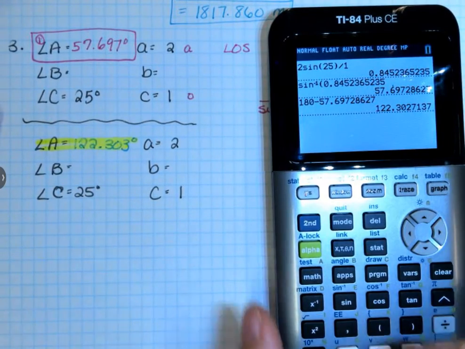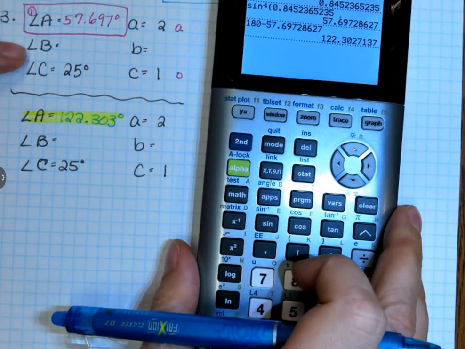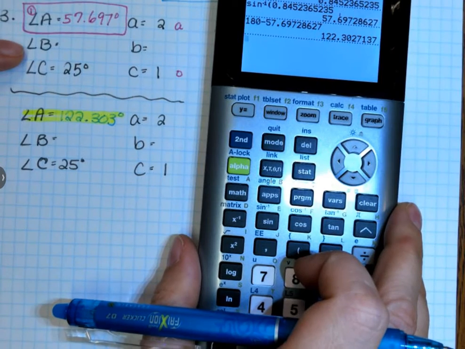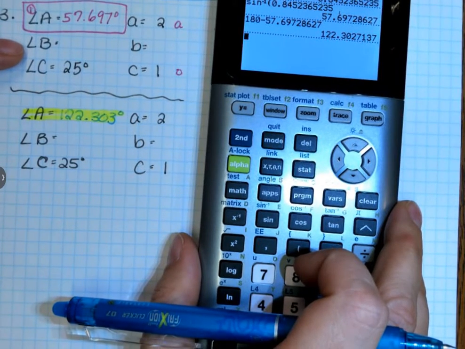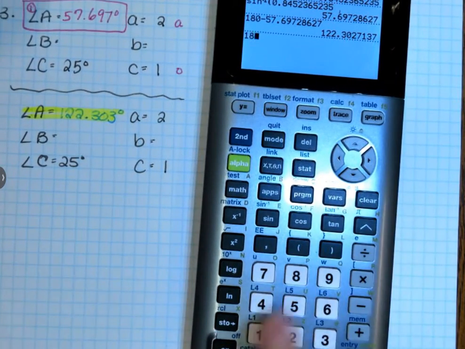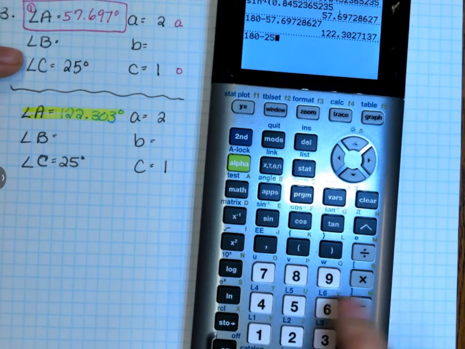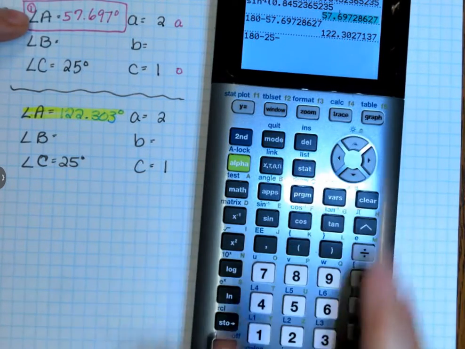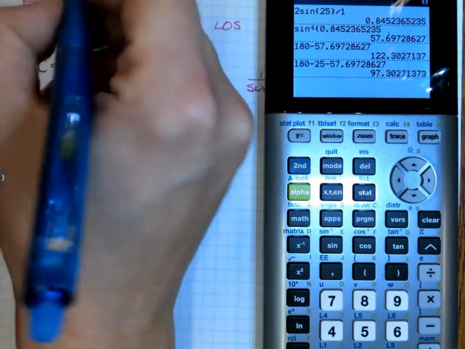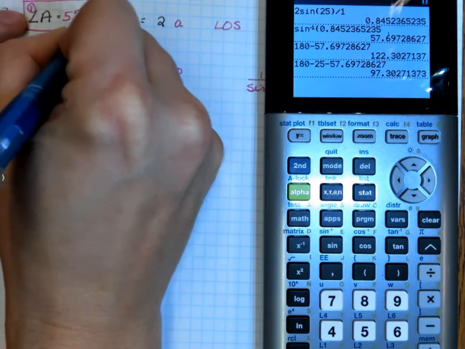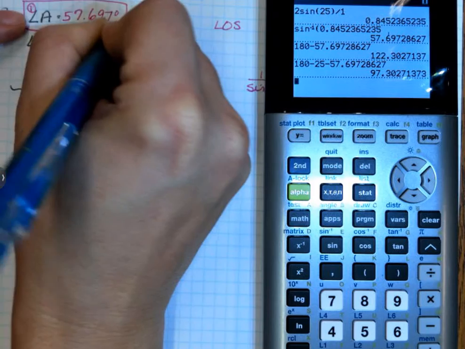Okay? So with that, how am I going to find my third angle? Absolutely. So I'm going to say 180 minus 25 and that one. So that tells me that angle B in this triangle is 97.303 degrees.